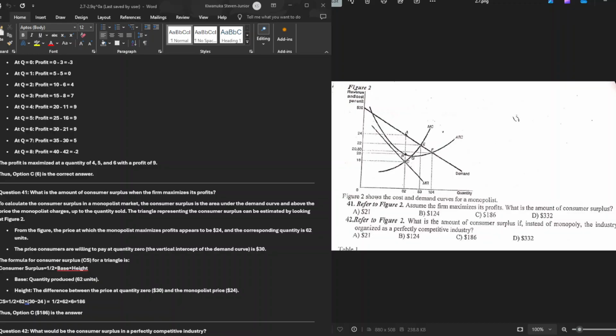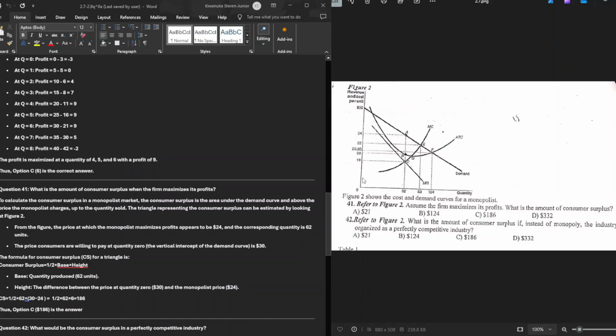This is the quantity. So from the consumer surplus, we know it is got from estimating now this area, because we are saying consumer surplus is the area below the demand curve, but above the price which the producer charges. So it is from here 24 up to 30. So it is this triangle here at where he's maximizing profit.